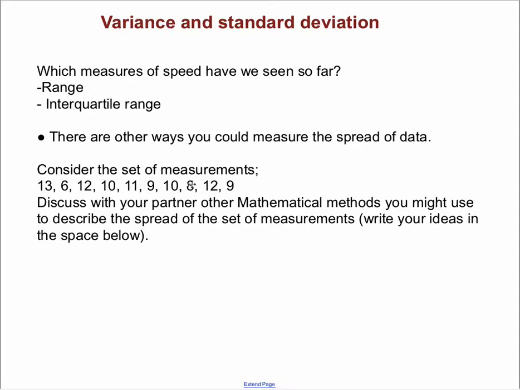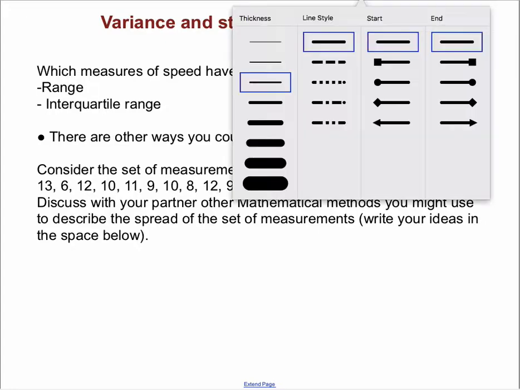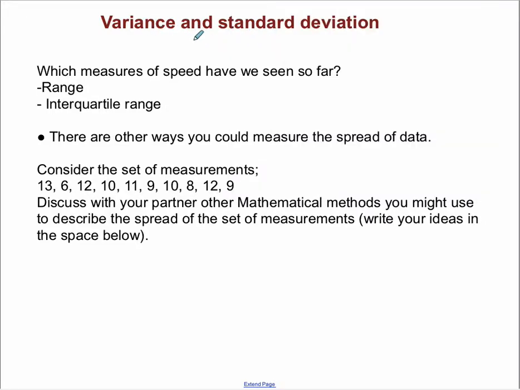Okay, so we've already learned about range and interquartile range, which are measures of how spread out data is. So today we're going to look at variance and standard deviation. So let's take a look at this set of numbers. First of all, if you get the mean of these numbers, the mean is actually equal to exactly 10.